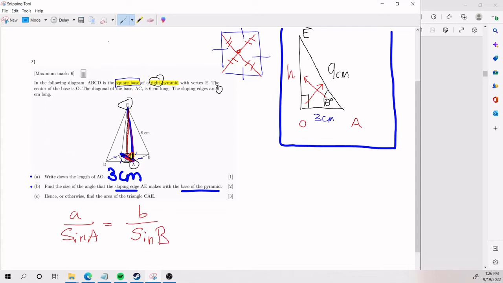Big letters are angles, remember. So I have one side, which was 9. We have one sine, which is 90. We are missing the height, and we are missing the theta.